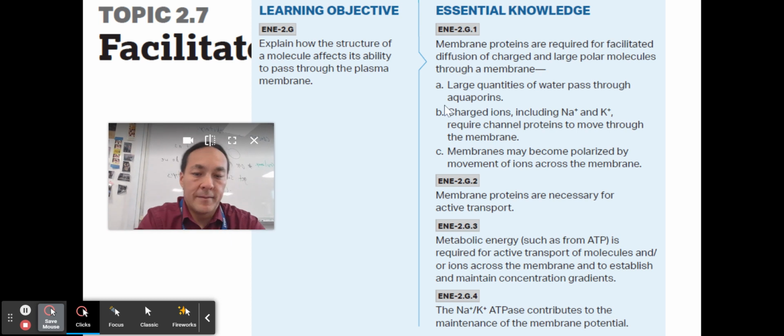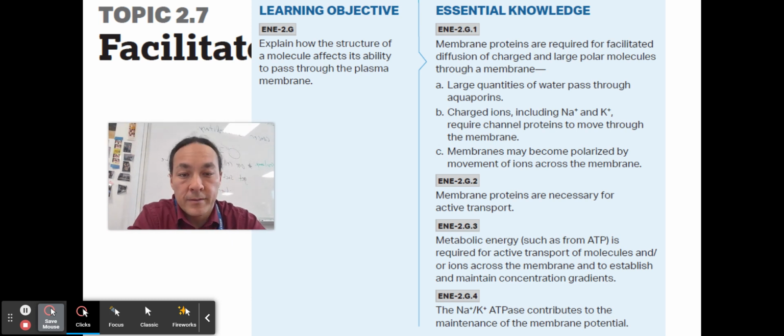All right, and then 2.7 or facilitated diffusion just dives a little bit more into it, dealing with diffusion using protein channels, and so aquaporins, charged channels, and then it's going to deal with active transport, which has to use a protein channel. We'll get into co-transport, which is secondary active transport, and the sodium potassium.